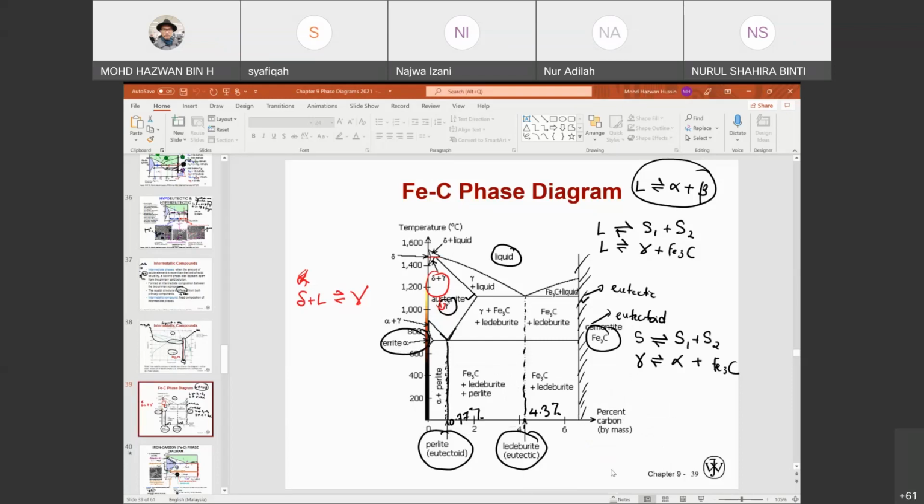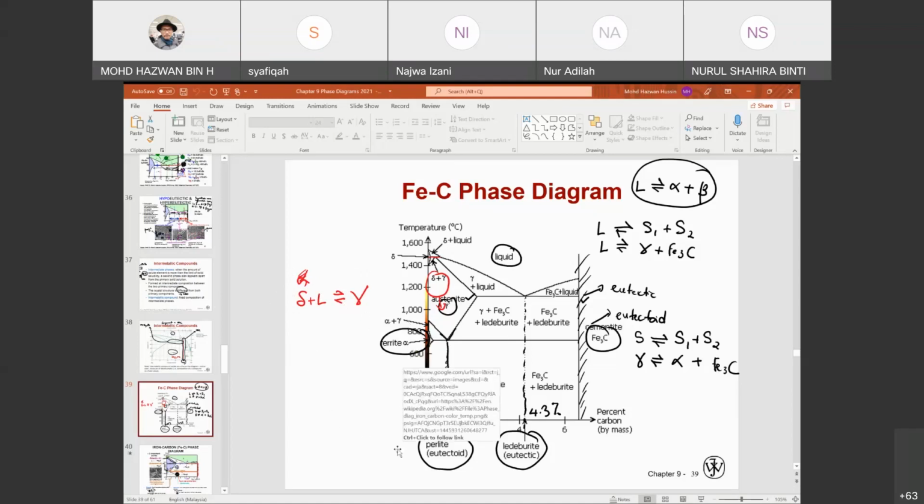Another small reaction that also occurs is known as peritectic. Peritectic is the reaction where you have a mixture of solid and liquid that, when further solidified, forms one solid. In this case, we have delta plus liquid that forms gamma, or austenite. This is the reaction for the peritectic process or system.